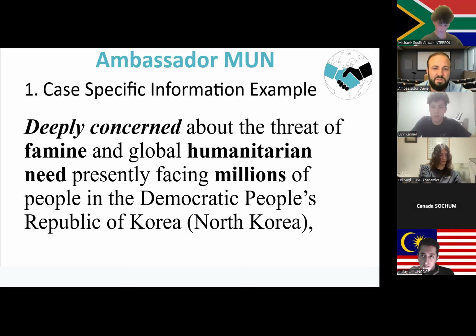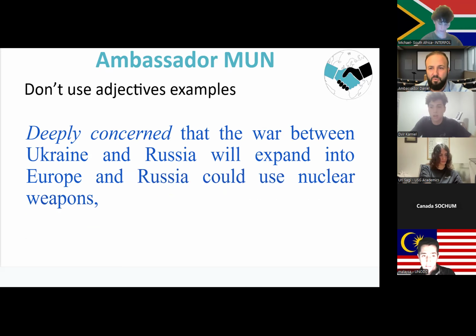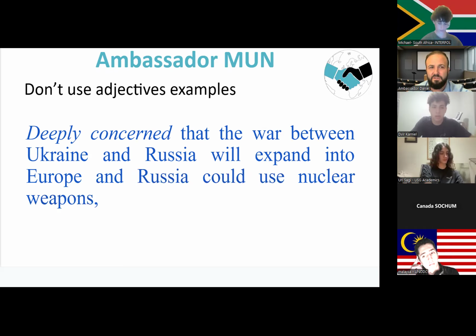So this is first with the topic itself. By the way, this is the same thing. We can say that we're concerned that the war between Ukraine and Russia will expand to other countries, and in such cases, Russia could use nuclear weapons, and it is important for EU countries to have a means to defend themselves. You see here, what Russia could do is not relevant in the way that it's written here. Don't use adjectives. Same thing. Just stick to the facts. We're concerned that this could happen, without descriptive language. That's number one. Describe the case, whatever way you describe it, that should happen.